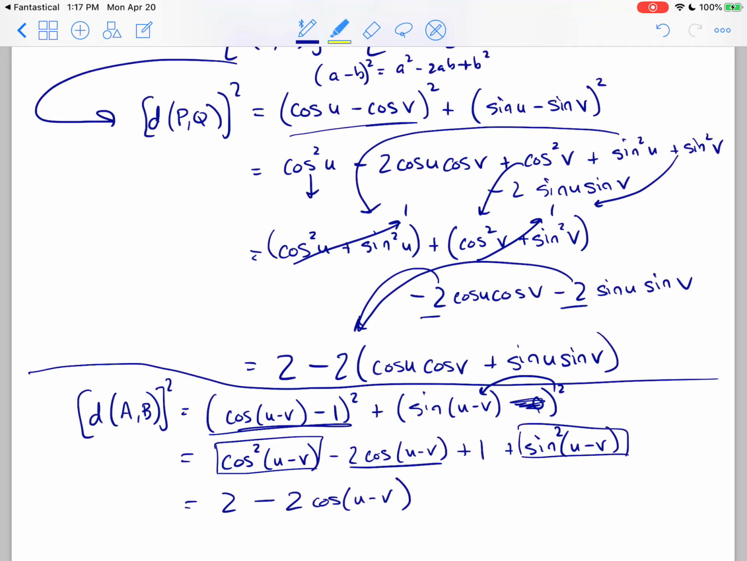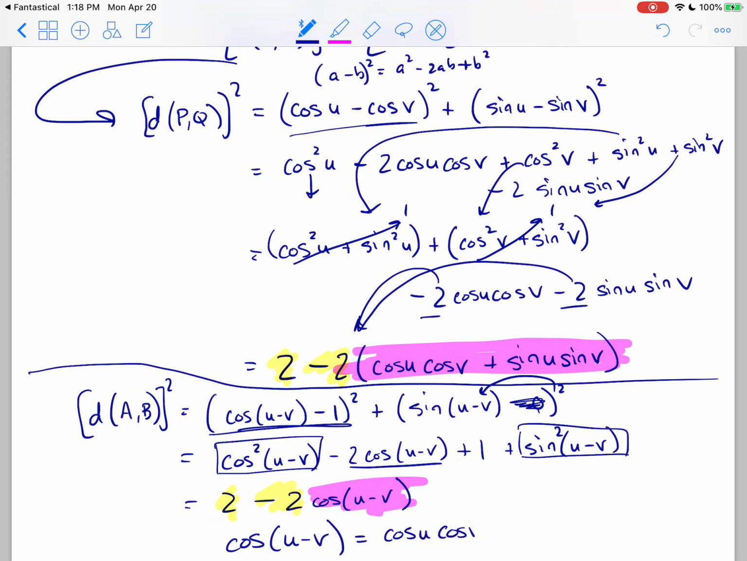And everything else being equal, look, I have a 2 and a 2. I have a minus 2 and a minus 2, right? So if everything else is equal, that means that this right here has to be the same thing as this right here. And so I'm just going to rewrite that. That means that cosine of u minus v is equal to cosine u cosine v plus sine u sine v.